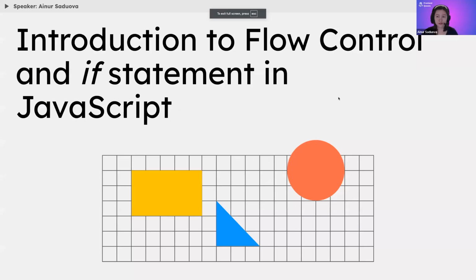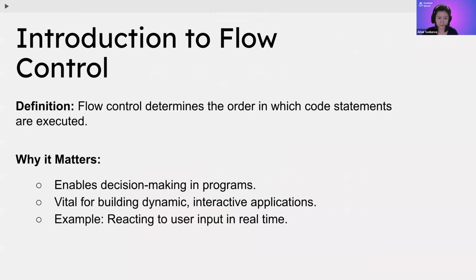So, our topic today is an introduction to flow control and the if statement in JavaScript. So, why do we need flow control? Flow control determines the order in which code statements are executed. Why does it matter? It enables decision-making in programs, vital for building dynamic, interactive applications. For example, reacting to user input in real time.